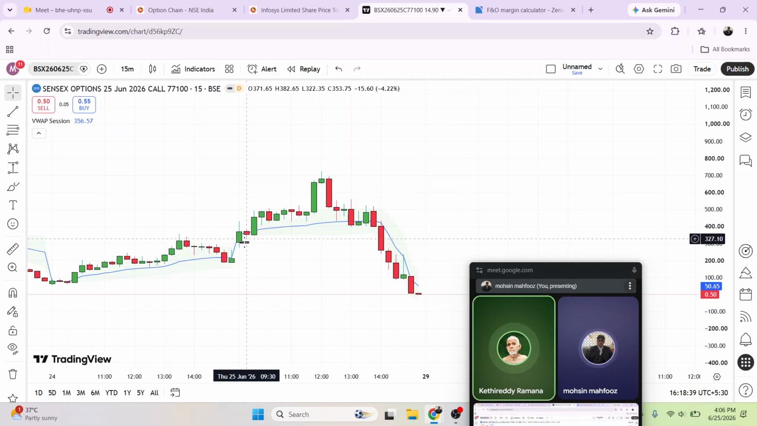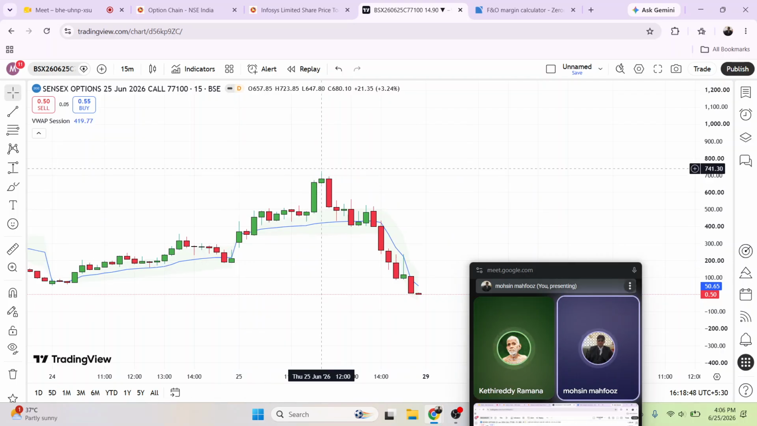So if you can see that the market at this point of time is going in the upward direction, and if you purchase a call, the call value increases from this level. You can place a stop loss after this.